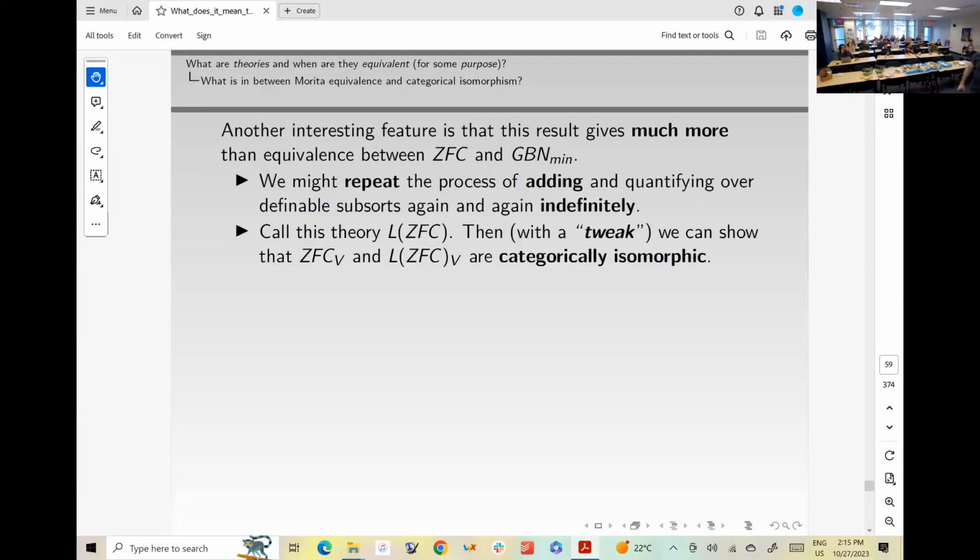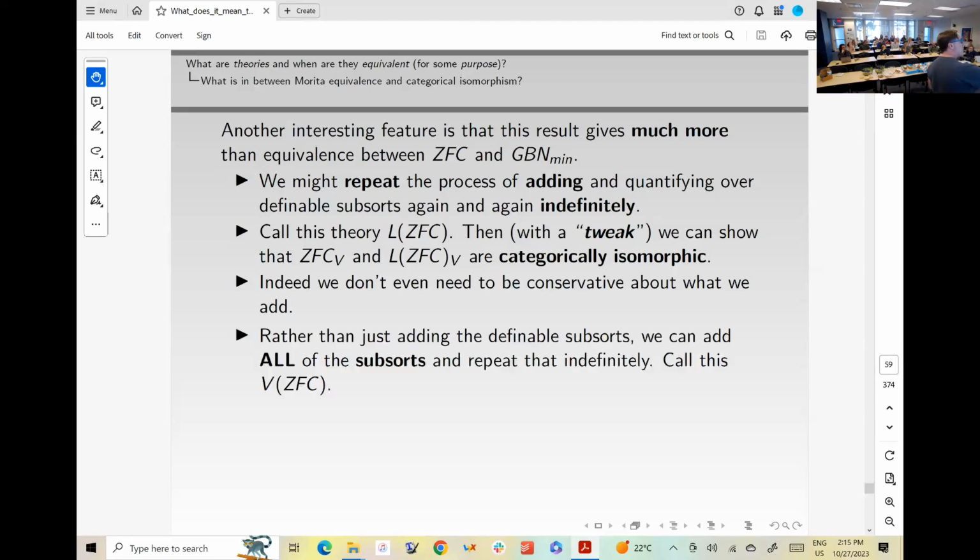Well then, if we keep on doing this as far as we like, actually ZFCV and this thing where you keep on adding as many levels as you like are actually categorically isomorphic. And you're like, oh, okay. And it even turns out we don't even need to be conservative about adding definable subsorts. We go and add any subsort that you like. So this kind of makes me constrained. We can actually go wild and go up like this. Then actually these theories are still, so you can add as many, this is like repeatedly using the power set operation again and again. These are still going to be categorically isomorphic.